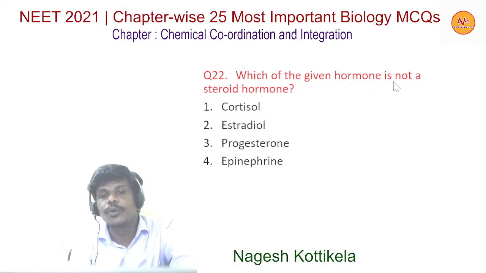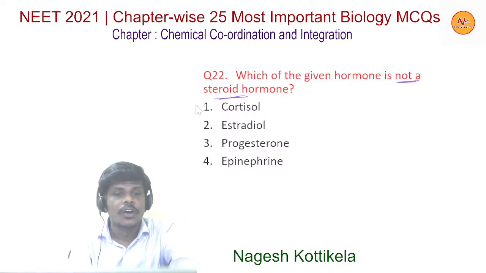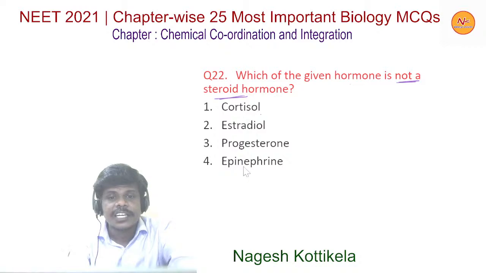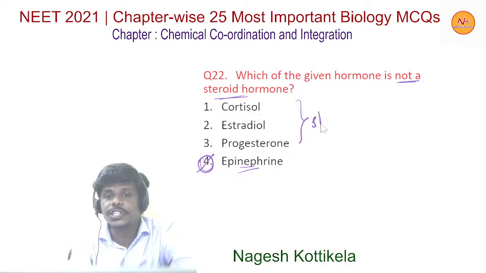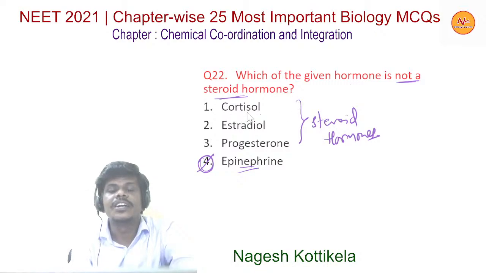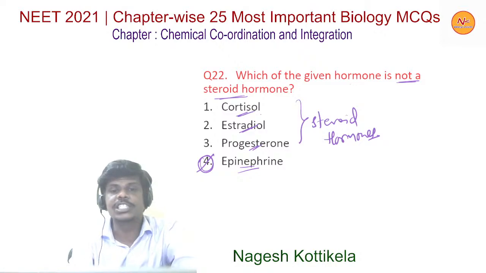Now moving to the next question. Which of the given hormones is not a steroid hormone? Option 1, cortisol. Option 2, estradiol. Option 3, progesterone. Option 4, epinephrine. And here epinephrine is the right option. It is not a steroid. These three are steroid hormones: cortisol, estradiol and progesterone. All these three are steroid hormones. Epinephrine is an amino acid hormone.